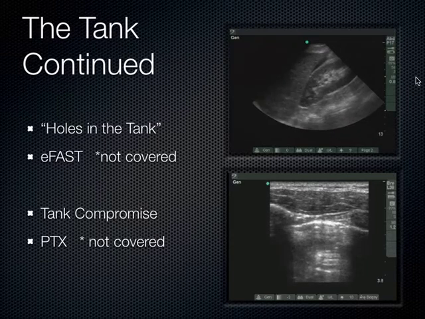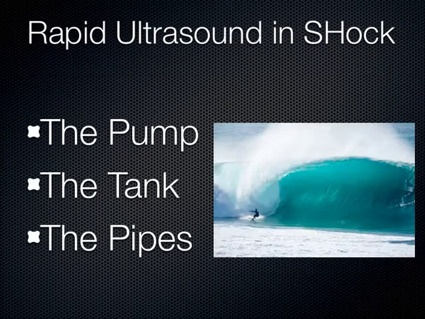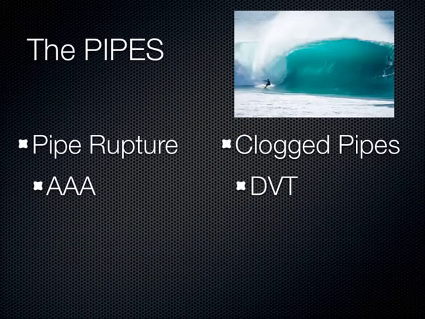Okay, so we got the pump, we got the tank, and then the last thing is the pipes, okay? Now, with the pipes, what are we talking about? Really two main pipes. We can either have a pipe rupture, in terms of the abdominal aortic aneurysm rupturing, or we can have a clogged pipe like a deep vein thrombosis, okay? And first we'll talk about AAA.